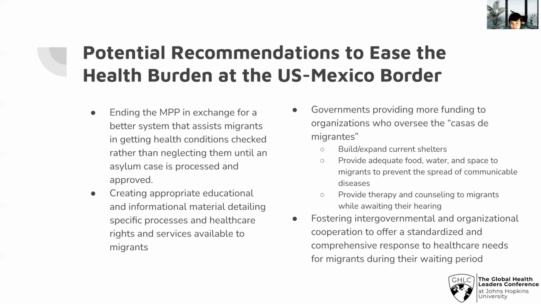Additionally, governments need to provide more funding to organizations who oversee the shelters, also known as Casas Inmigrantes. They need to build and expand current shelters, especially when they're operating at 3 times capacity, as I mentioned earlier. They need to provide adequate food, water, and space to migrants to prevent the spread of communicable diseases. And this is especially important in the COVID-19 era, as social distancing is very important, yet these shelters are overcrowded. And therapy and counseling needs to be provided to migrants while they await their hearing, especially to ease many of the mental health concerns faced by migrants during their journey.